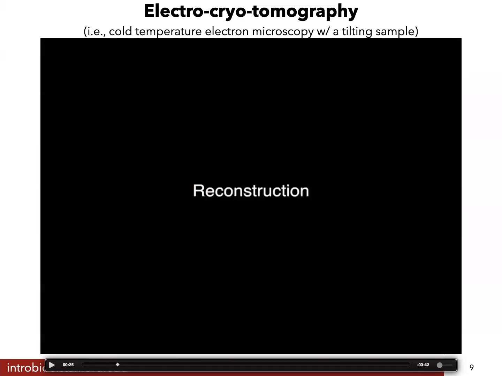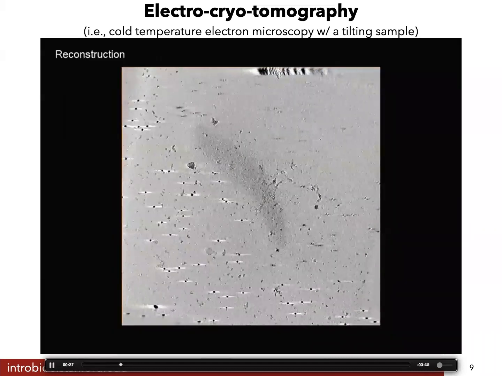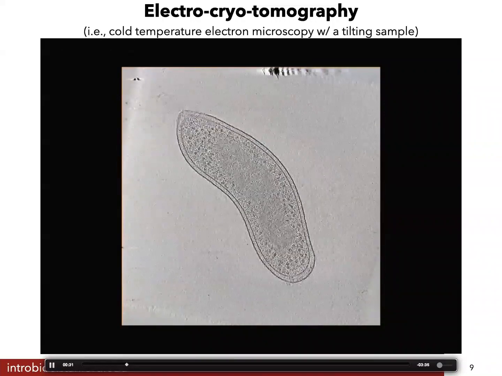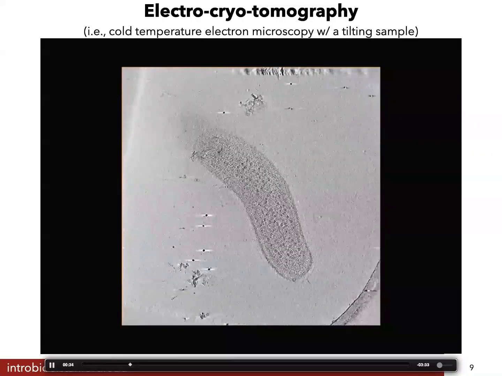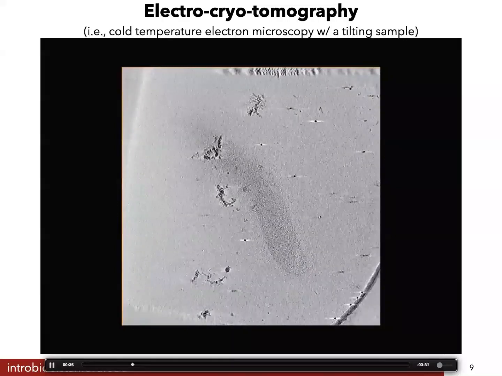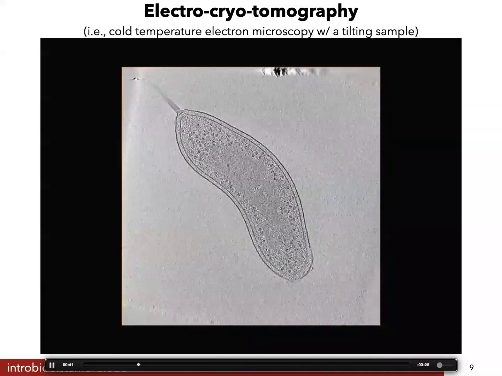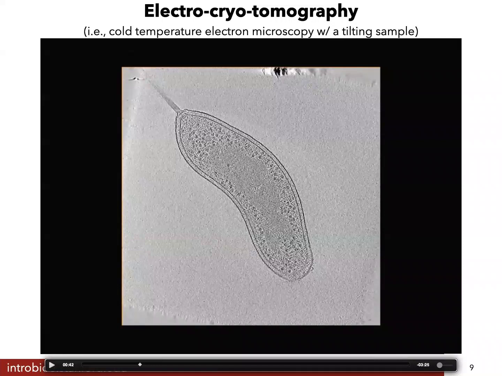Now we're going to do computational reconstruction. So let's see what that looks like. Instead of tilting, we're just representing it as an up-down series of slices. Now it looks like this is what the microscope's seeing, but this is actually a computational reconstruction of all the tilts to give you a stack of slices from the raw data.